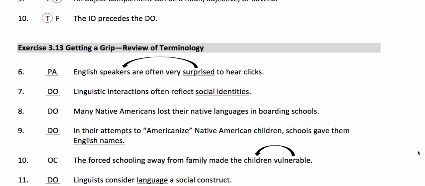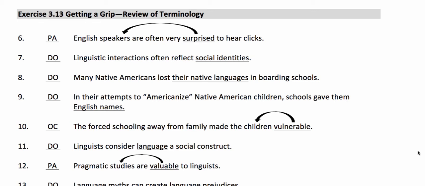So 3.13, we have quite a few here where we are asked to identify the underlined word. And this is an important activity. This is the type of question that you can anticipate on your quiz, where you have an item underlined and you need to identify which it is. So number 6, English speakers are often very surprised. So first step, identify the verb. The verb is are. Are is a linking verb, so we know it must be S plus LV.